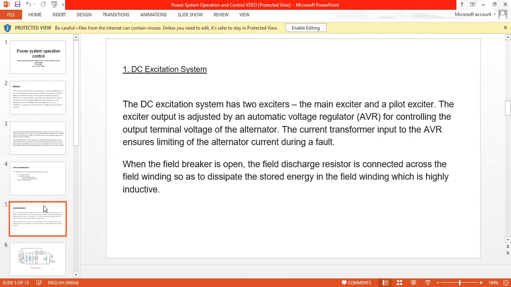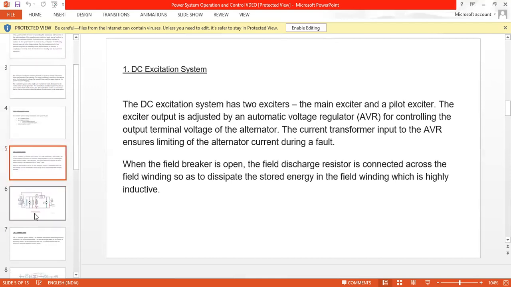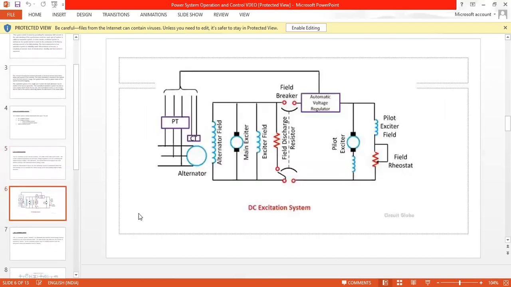When the field breaker is open, the field discharge resistor is connected across the field winding so as to dissipate the stored energy in the field winding, which is highly inductive. Here, in this present slide, we can see how the block diagram of the DC excitation system is made.